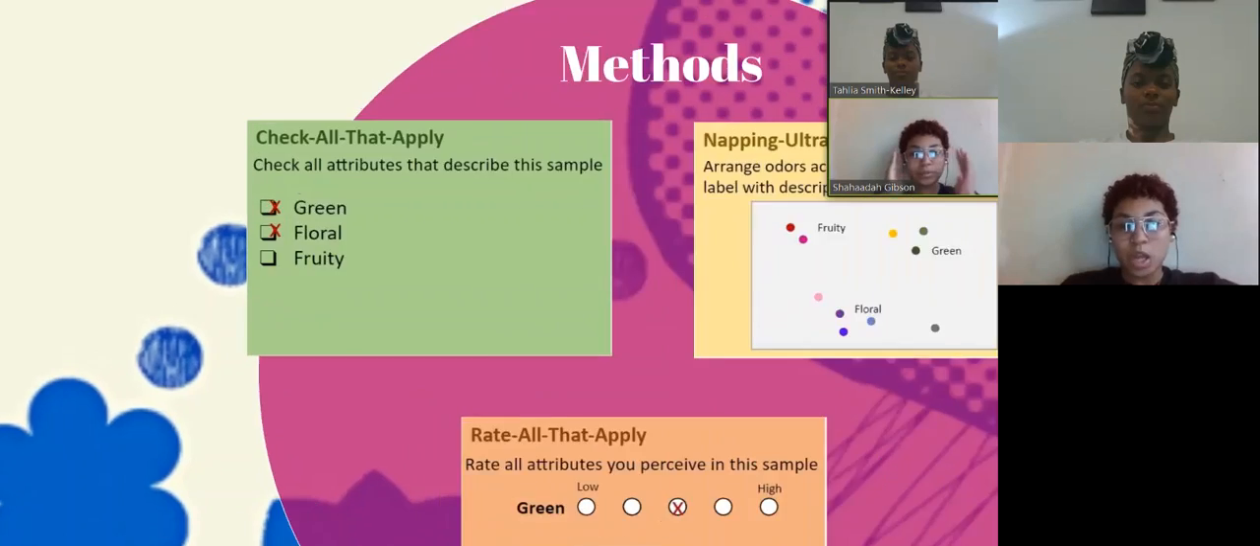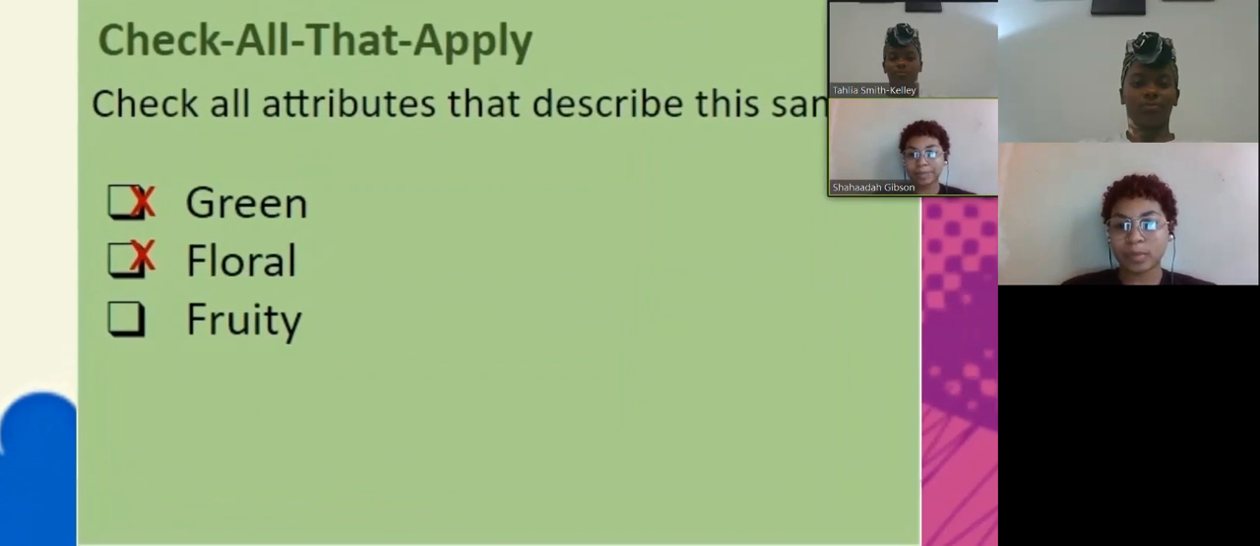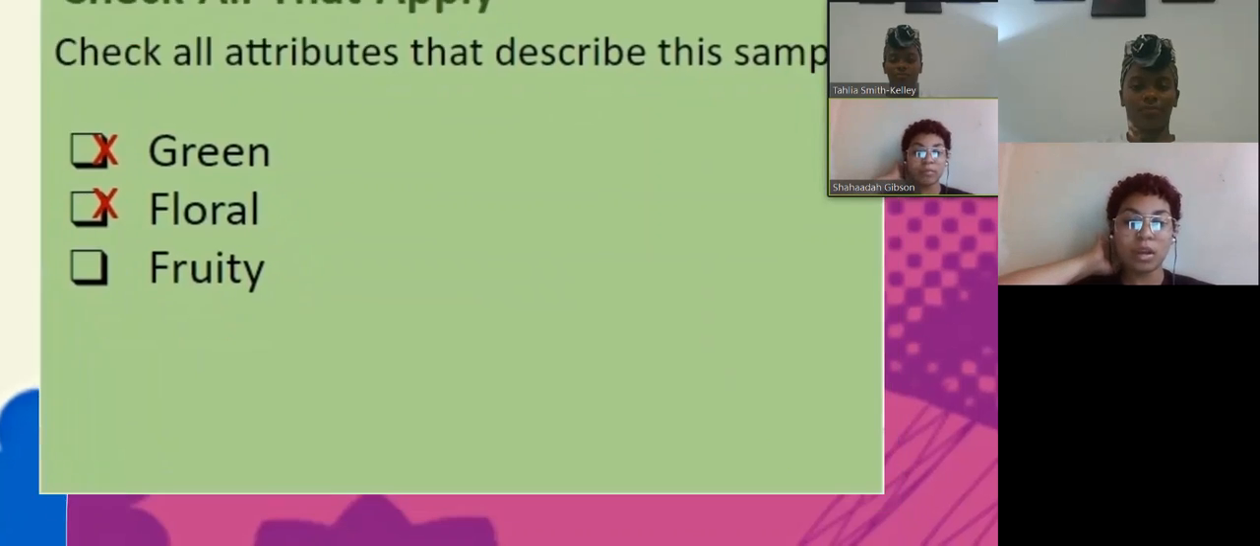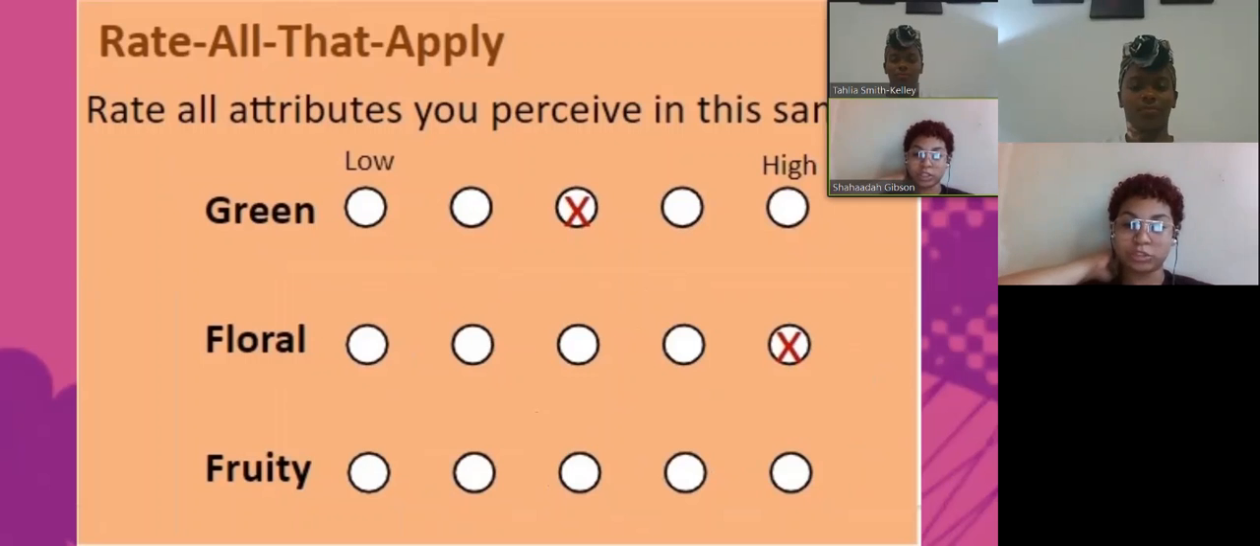So CATA, which is check all that apply. In CATA, we were given 71 attributes or descriptors to choose from after smelling an odor. So if you thought the odor smelled like green or floral, maybe both, you would just check the boxes. In RATA, which is rate all that apply, it's a similar representation to CATA, but instead of just checking a box, you're also rating how applicable that descriptor was to the odor. So after choosing the attribute, you would rate how much you perceive of that odor.